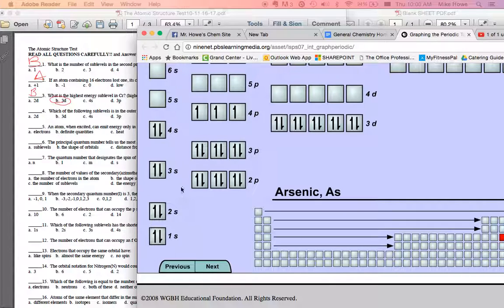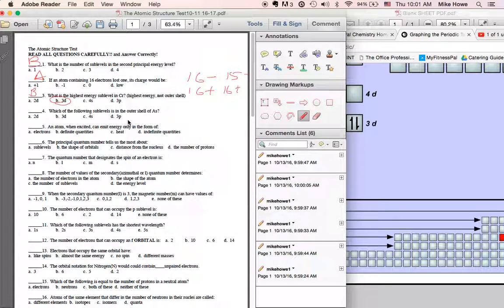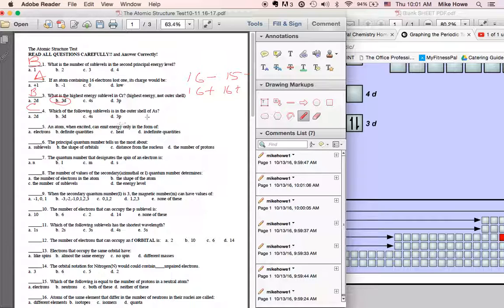Okay, so here's arsenic's configuration showing all the orbitals and all the arrows that are representing electrons. So each arrow is an electron. Arsenic has 4s2, a 3d10, a 4p3. So the outer shell would be 4s and 4p. So then you go back to your quiz, and the answer looks like 4s, because 4p wasn't listed, so that would be C.